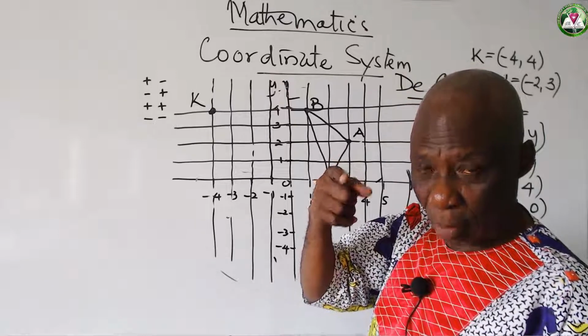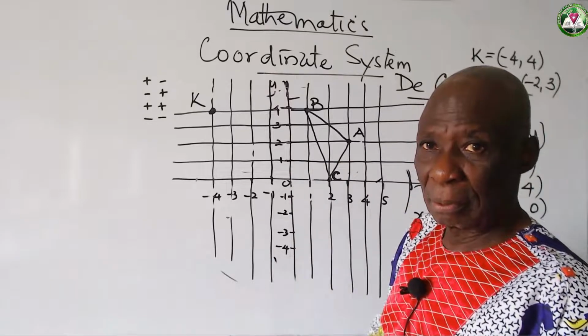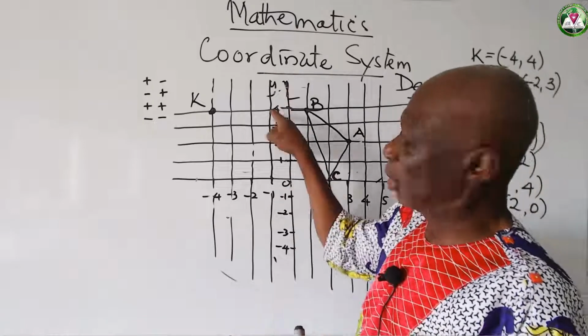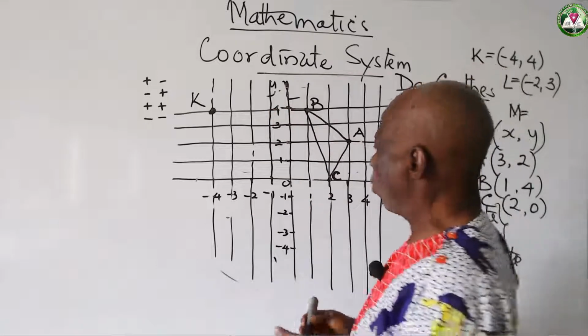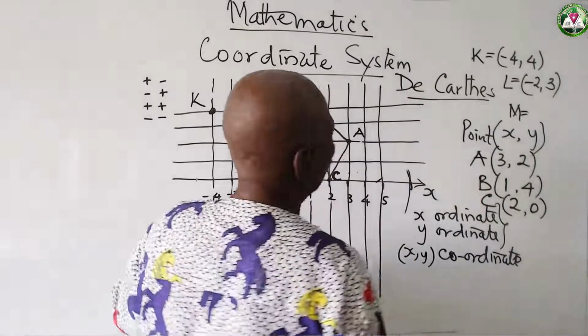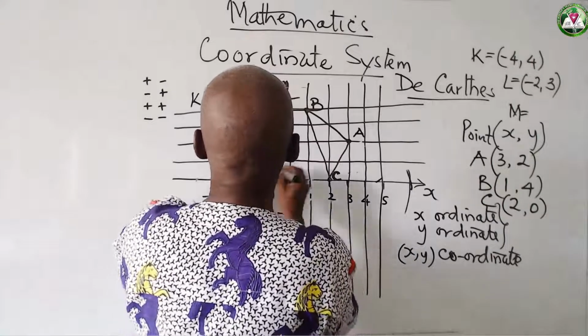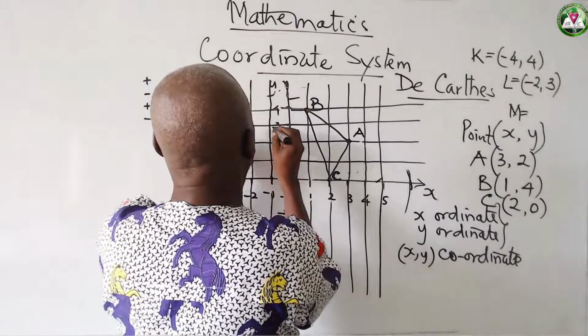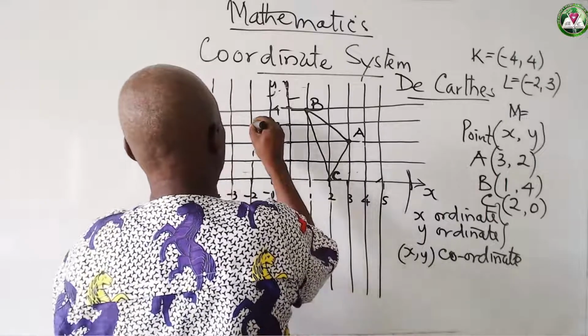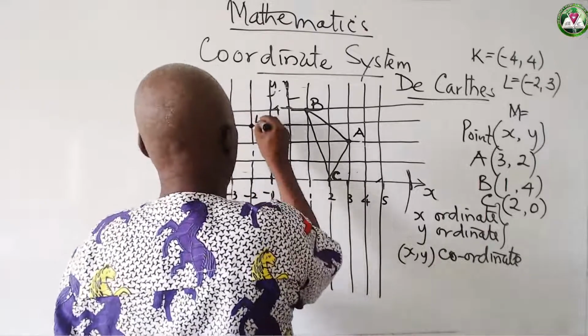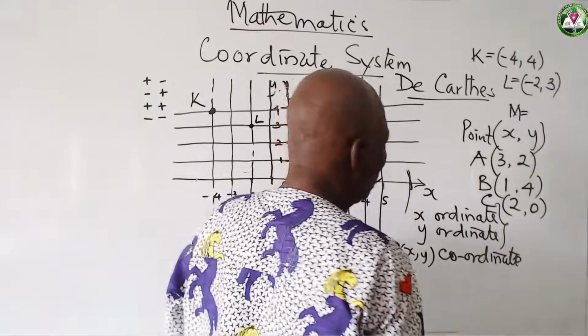Up. Why up? Because going upwards is positive. That is why we have positive. If we go down, that is negative. So I'll come along minus 2 and start going up using my eyes along the y-axis to know where y is equal to 3. Then I'll come and fix this and call it Mr. L. That is what we've done.